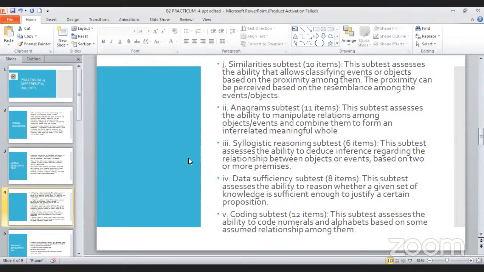It consists of 6 items, and the subtest assesses the ability to deduce inference regarding the relationship between objects or events based on 2 or more premises. Number 4, that is data sufficiency. It consists of 8 items, and it assesses the ability to reason whether a given set of knowledge is sufficient enough to justify a certain proposition. Number 5, that is the coding subtest. It consists of 12 items, and it assesses the ability to code numerals and alphabets based on some assumed relationship among them.